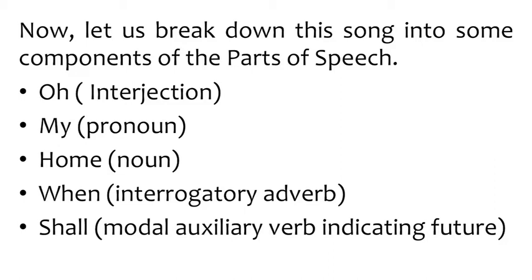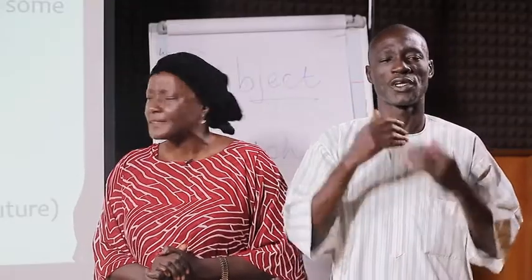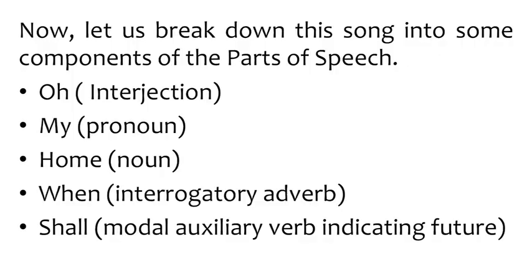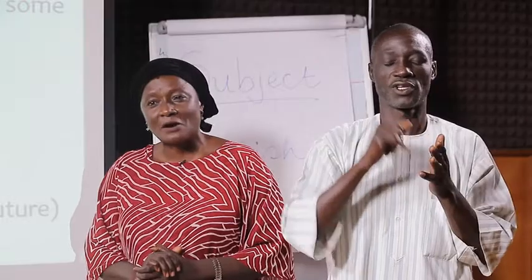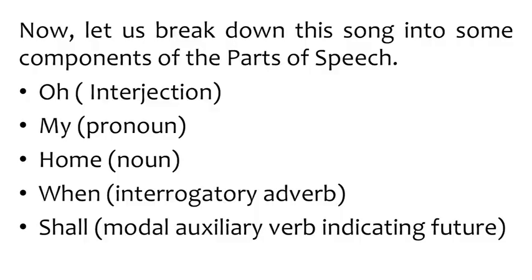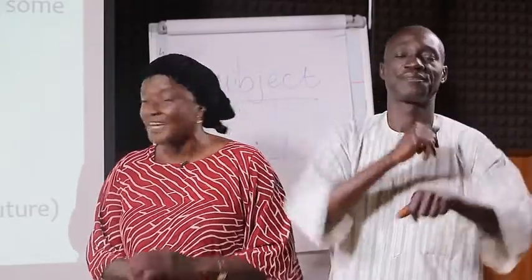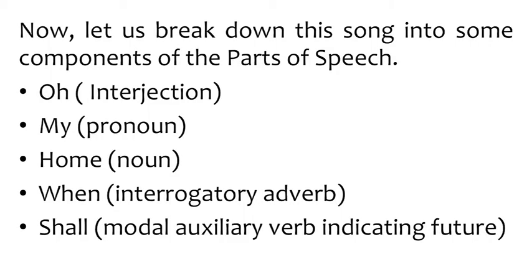Oh. Have you ever taken time to understand that the O in that song is an exclamation? Oh, there is an exclamation, and it is an interjection. That is the part of speech there. My is a pronoun. Home is a noun, the name of a place. When is an interrogatory adverb. That's talking about adverb of time, interrogatory adverb of time, when. Shall is a modal auxiliary verb indicating the future.